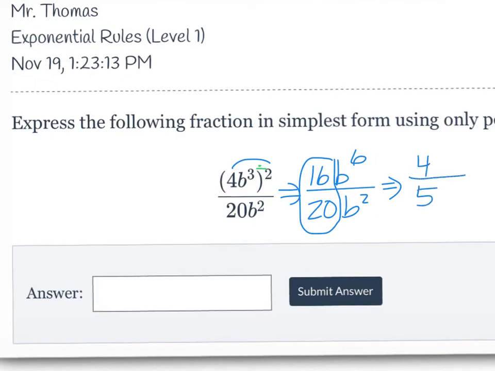Now I deal with my variable exponents, when you divide, you subtract. You always move the small to larger. So that's going to be on top. So that'll be a b to the 4th on top, and there's your final answer.